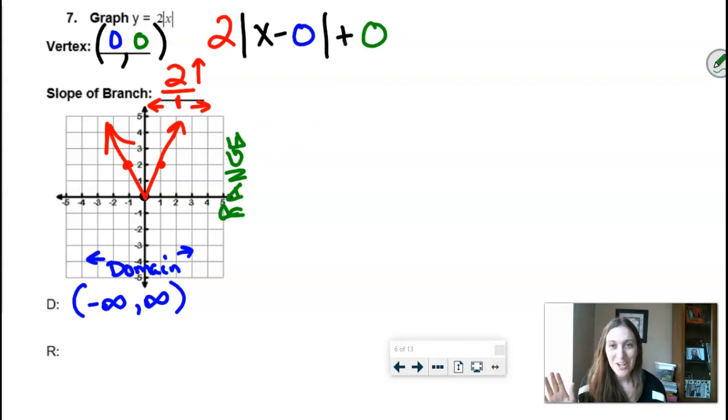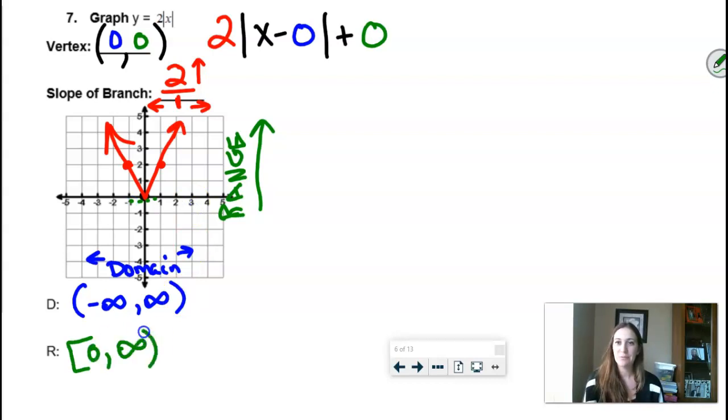All right, try this. Range goes from lowest to highest. So the lowest the y value hits here is 0 with an ordered pair, so we're going to use a bracket. And then it goes up to infinity. So yeah, that old topic of domain and range, it's back.